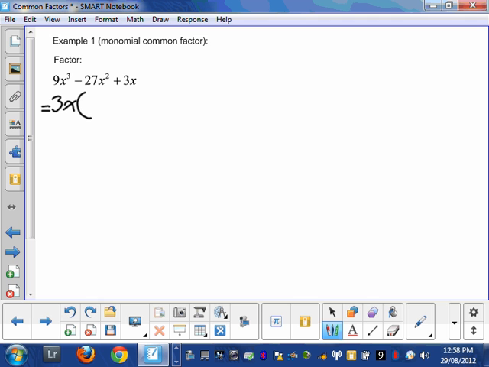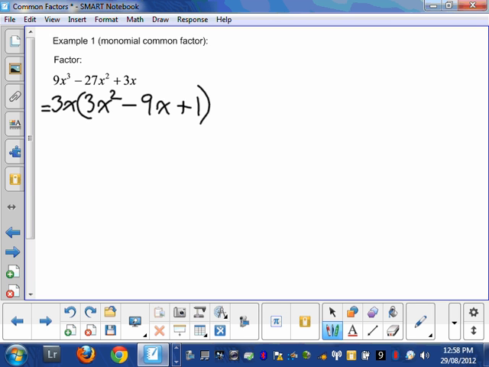What's left will be, from the first term, 3x squared. Let me think. Why 3x squared? 3 times 3 is 9. Yes, I understand. x times x squared is x cubed. From the second one, it will be negative 9x. Yes, I understand. 9 times 3 is 27. x times x is x squared. You're right. From the last one will be plus 1. There you go. So here we go.